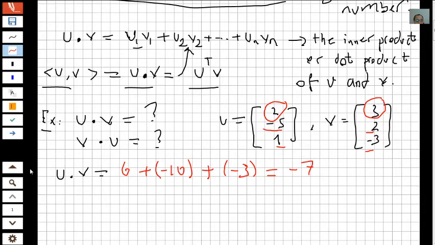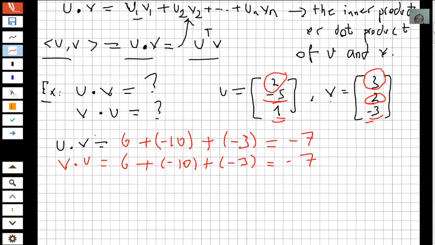And for the second one, V dot product U. First we take the entries of V. 3 times 2, we have again 6. 2 times minus 5, we have again minus 10. Plus minus 3 times 1, we have minus 3. So this one is again minus 7.